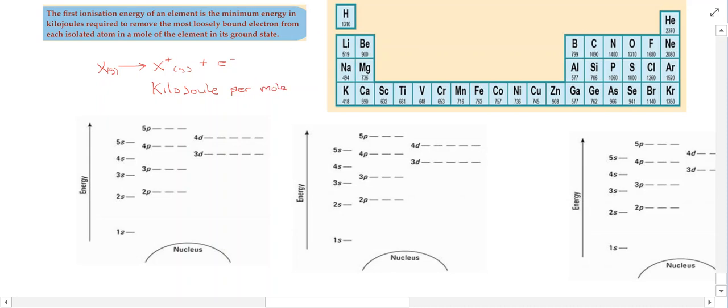So when you're looking at hydrogen, for example, its first ionization energy is 1313 kilojoules per mole. So it takes that amount of energy to take off the most loosely bound electron in a mole of hydrogen atoms.